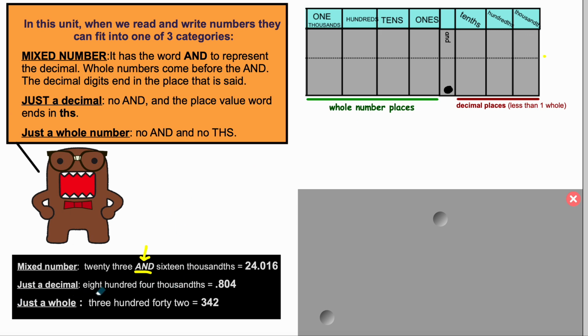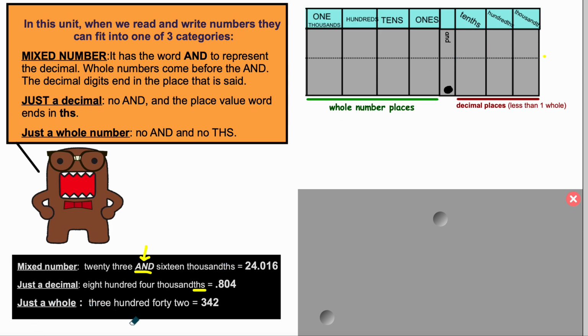All right, just a decimal. 804 thousandths. That's a lot of words, but it still represents a value less than 1. How do we know? Well, we don't see the word "and" here, and the place value name that's said ends in a THS. So 804 what? 804 thousandths. That 804 has to end in the thousandths place. So if I normally write 804 like this, I'm going to start backwards. It's going to end in the thousandths place. 804 thousandths. Voila. Just a decimal. Ends in THS, no "and."